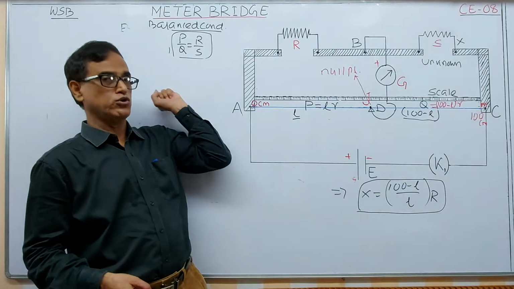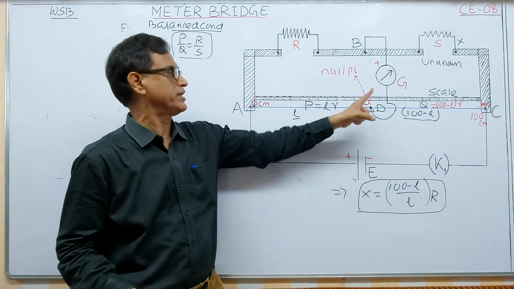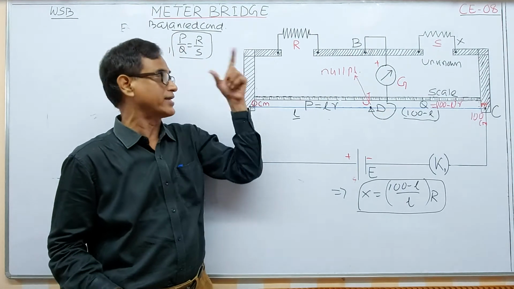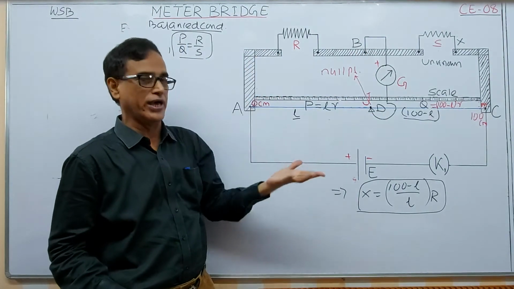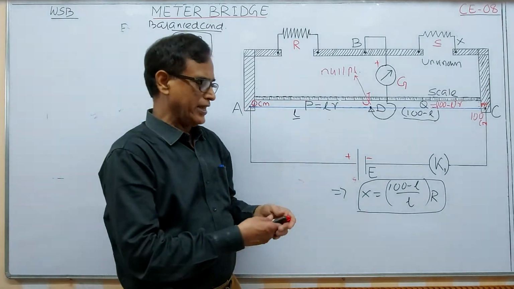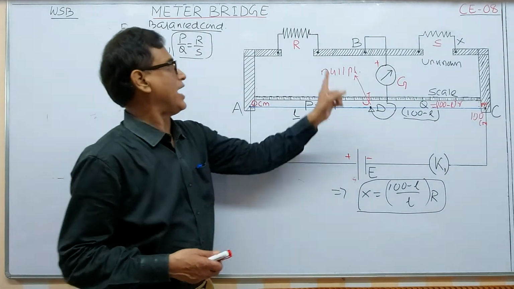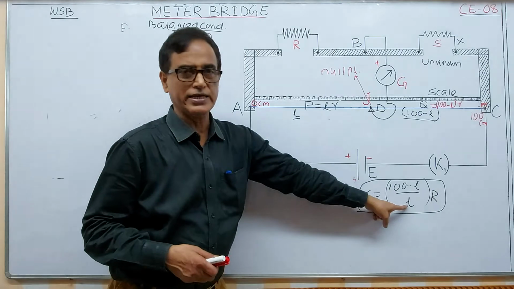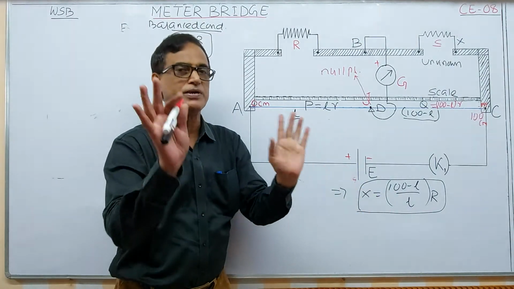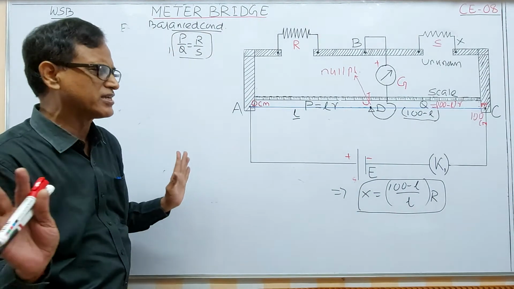And by observing this Wheatstone bridge, you can connect here. A, B, C, D names will be given according to this diagram. It is a copper strip, a connecting wire, nothing else. Now here L, and if R is known, then only the balancing length L needs to be found out, so that X can be calculated very easily.